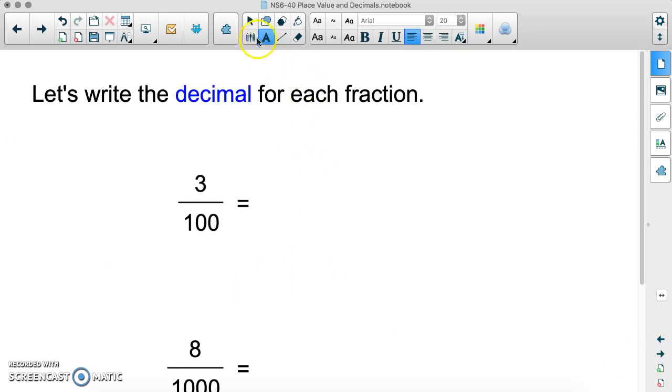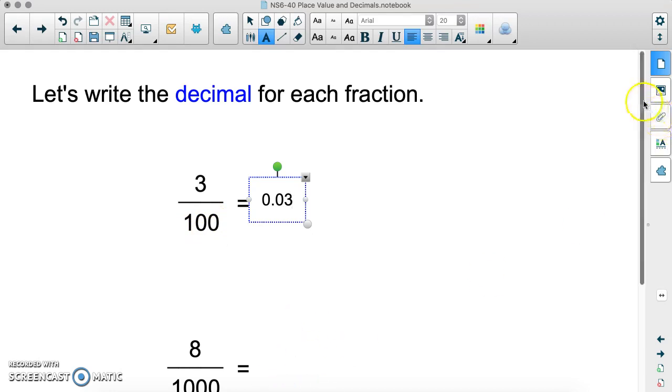So we're going to write decimals for each of these fractions. So if I have 3/100ths, how I would write that would be 0 decimal. I have 0/10ths here, so I need a 0, and then a 3 in the hundredths place because I'm dealing with hundredths.